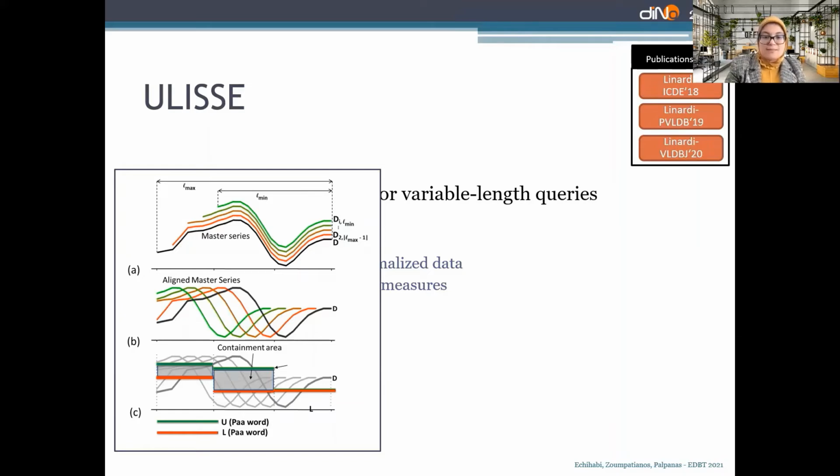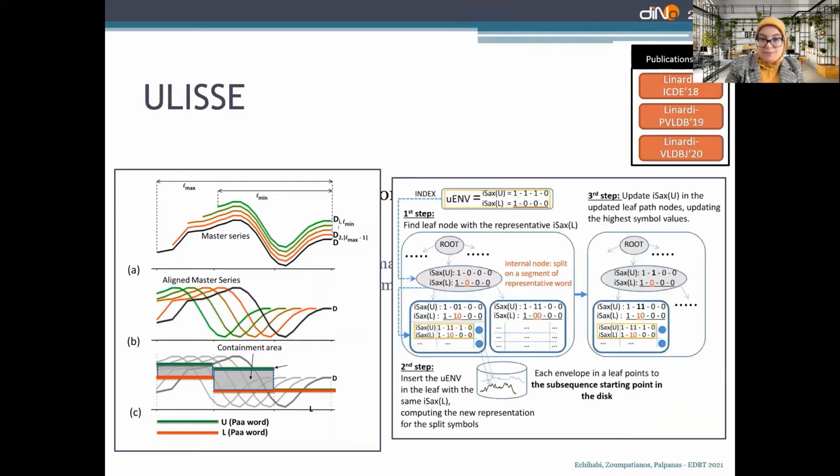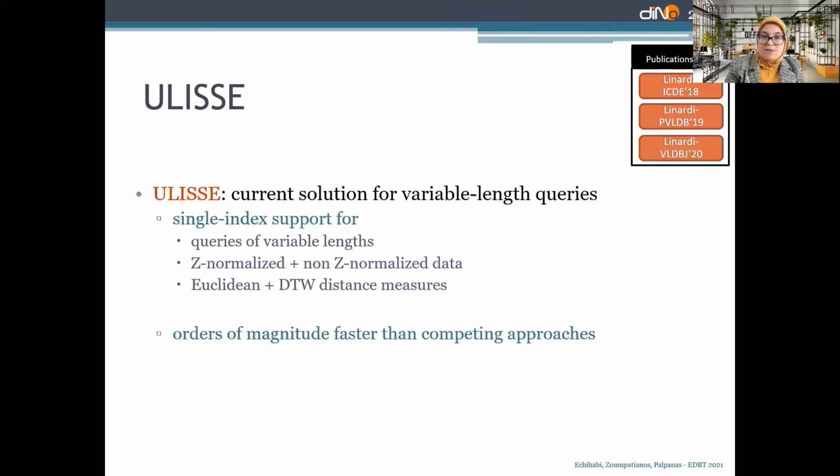Conceptually, what it does is that it considers each individual subsequence. It groups these subsequences and computes an envelope representation that contains them all. Then, each node in the index stores the iSAX summarization of the envelope of all these subsequences. And this enables Ulysses to answer variable length queries orders of magnitude faster than the other approaches.